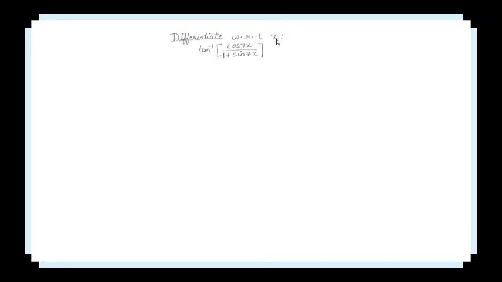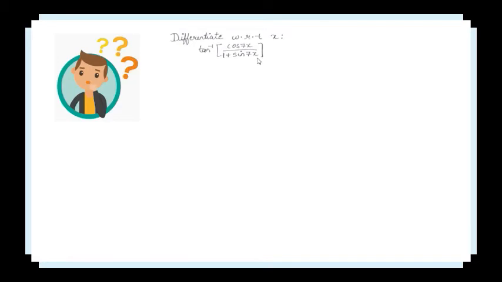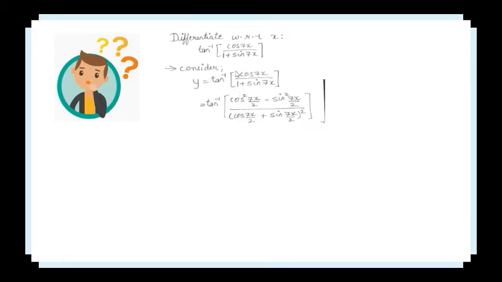Differentiate with respect to x tan inverse of cos 7x upon 1 plus sine 7x. So how are we going to do it? Let's see. Consider y equal to tan inverse of cos 7x upon 1 plus sine 7x. In the numerator, we will apply the formula of cos 2 theta, and in the denominator we will apply the formula of 1 plus sine 2 theta.